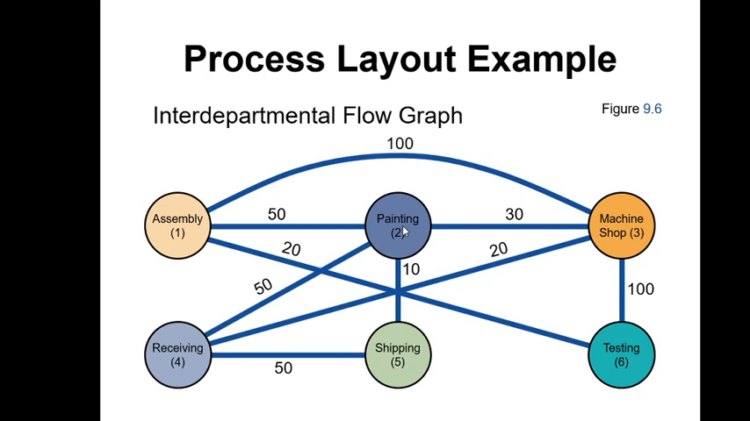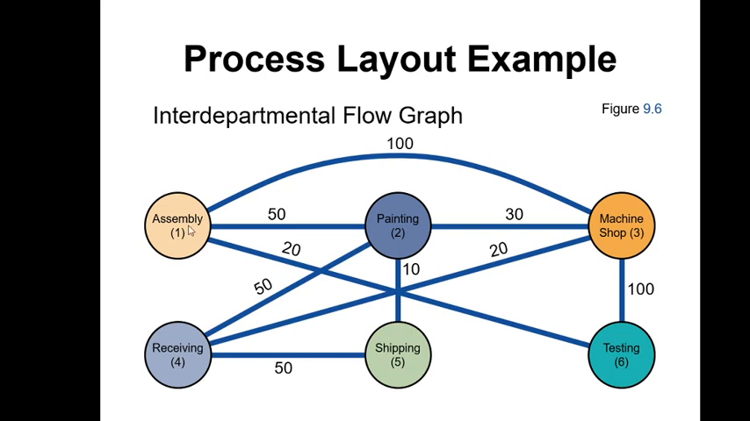Okay, so adjacent departments are the ones that are next to each other. For example, the assembly and receiving are adjacent, the assembly and the shipping are adjacent, but the assembly and the testing are not adjacent departments. The machine shop, department 3, and department 4 are non-adjacent departments. You see, there is a longer distance between them, they are not next to each other. So the cost of moving one load is either $1 for adjacent departments or $2 for non-adjacent departments. So let's start solving this simple example.